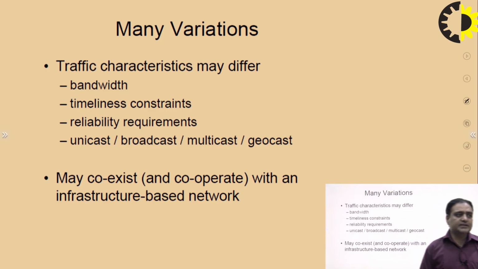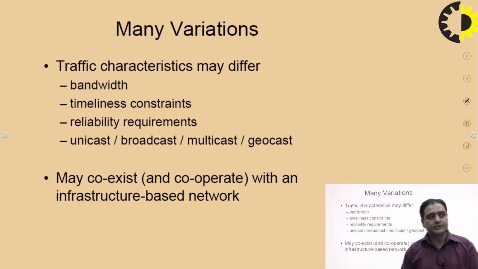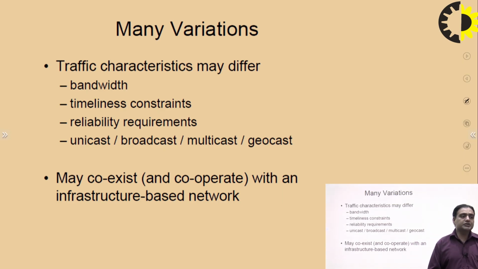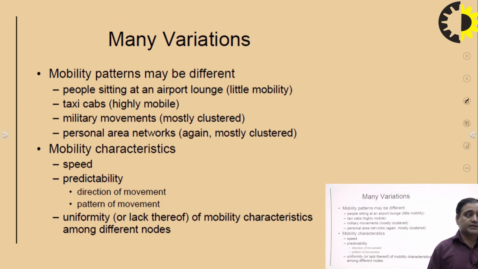Next, traffic characteristics may differ. These are the different traffic characteristics, according to four parameters: bandwidth, timeliness constraints, reliability requirements, unicast, broadcast, multicast, geocast, and they may coexist with infrastructure-based networks. And the mobility patterns may be different. People sitting at an airport lounge have little mobility, taxi cabs have high mobility, military movements are mostly clustered, and personal area networks are again mostly clusters.